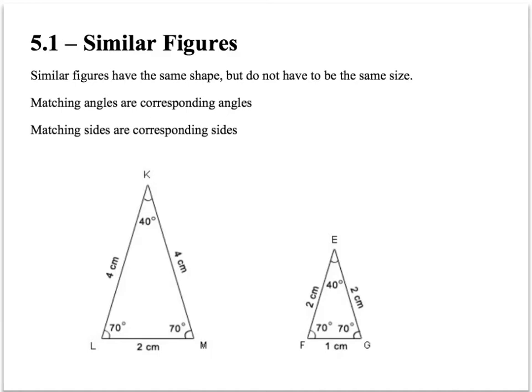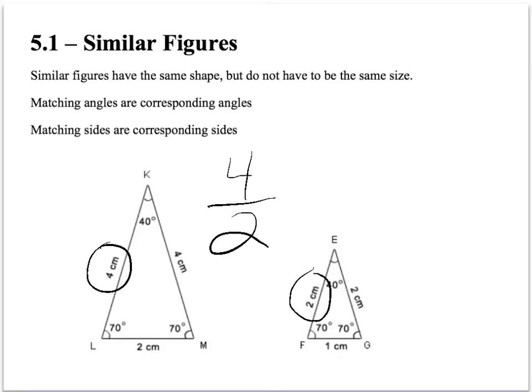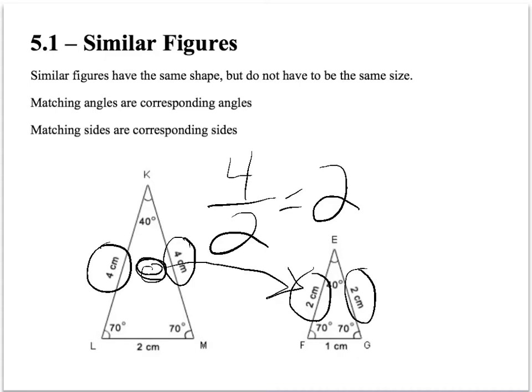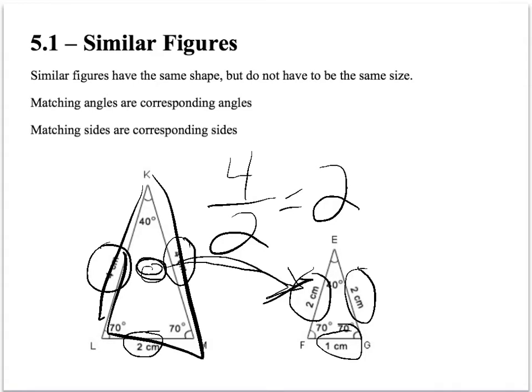If I go to a situation where 4 divided by 2, I'm dividing this 4 by that 2, obviously that gets 2. Well, basically this triangle is twice as big as this triangle, and every number is double the smaller one. So this triangle here is double the size of this triangle.